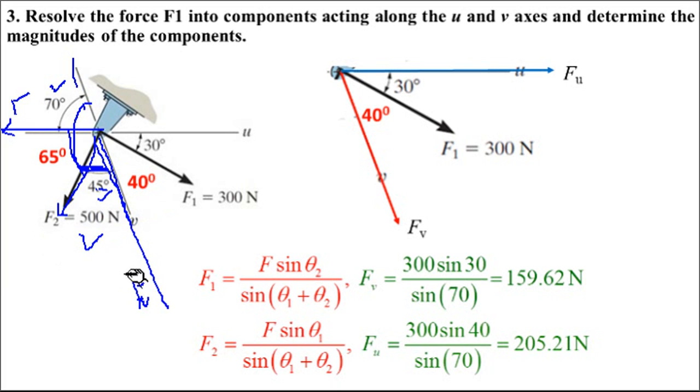You have to resolve this 500 along the V direction and along the 70 direction. Angles are also known. This resultant magnitude is this 500 Newton. Solve it and show me what this component is. So this will be for your homework part. You have to resolve only this 500 along the U and V directions.